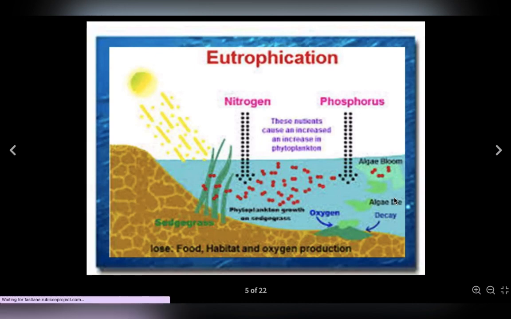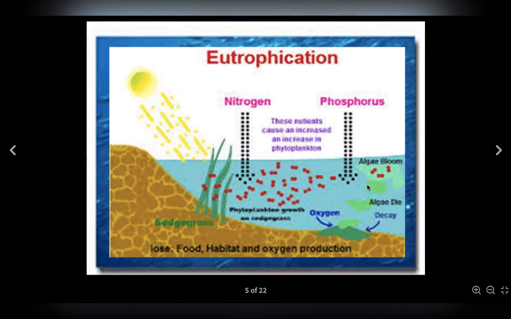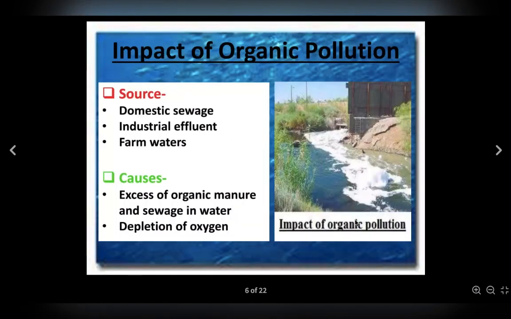So, still on eutrophication, we say the release of nitrogen and phosphorus to the water will start to make this algae grow. Algae will start to grow and cover the water, such that the organisms under the water no longer get enough oxygen, and if that happens, they might die. Right? Okay, now let's go to the impact of organic pollution.